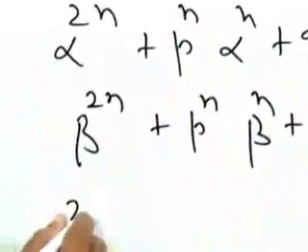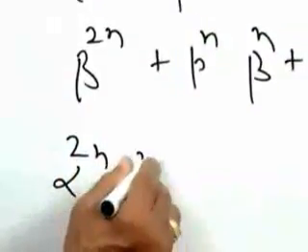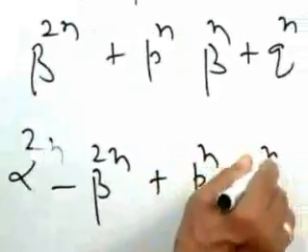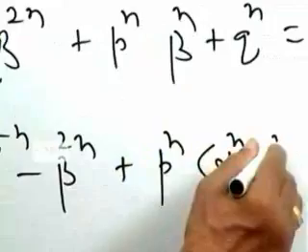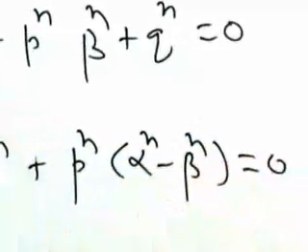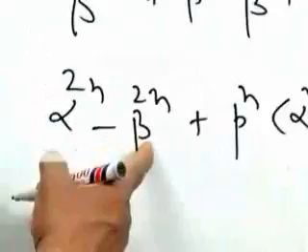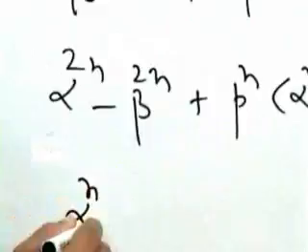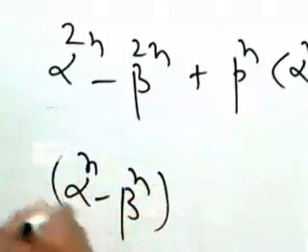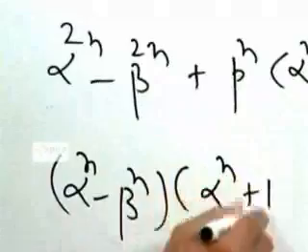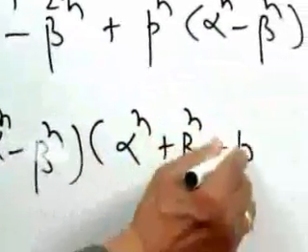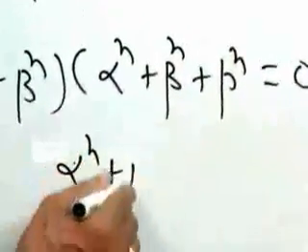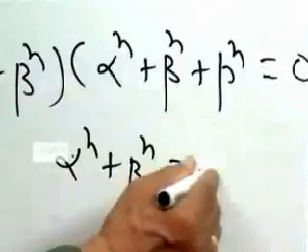So alpha power 2n minus beta power 2n plus p power n into alpha power n minus beta power n equal to 0. This is equal to alpha power n plus beta power n into alpha power n minus beta power n. Therefore if I take alpha power n minus beta power n outside, I will be having alpha power n plus beta power n plus p power n equal to 0. Or in other words, alpha power n plus beta power n will be equal to minus p to the power of n.